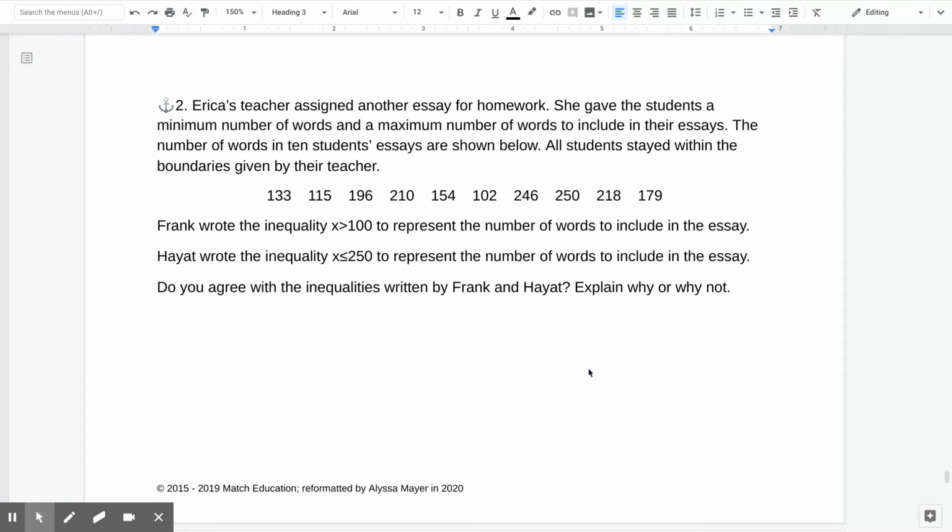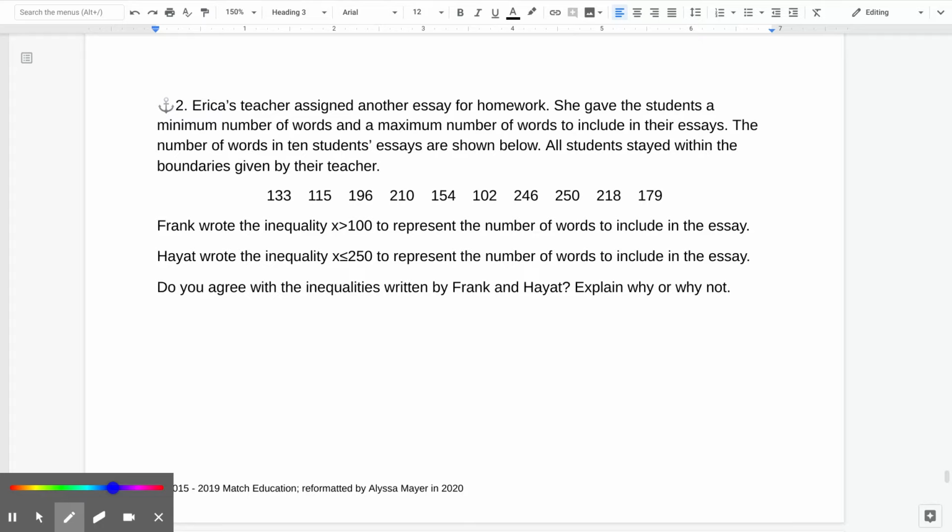Now, Erica's teacher is also assigning something else. Here's her essay, and they've given us 10 students' lengths. So we're going to analyze each of Frank and Hayet's amount, their inequalities. Frank said X is greater than 100.